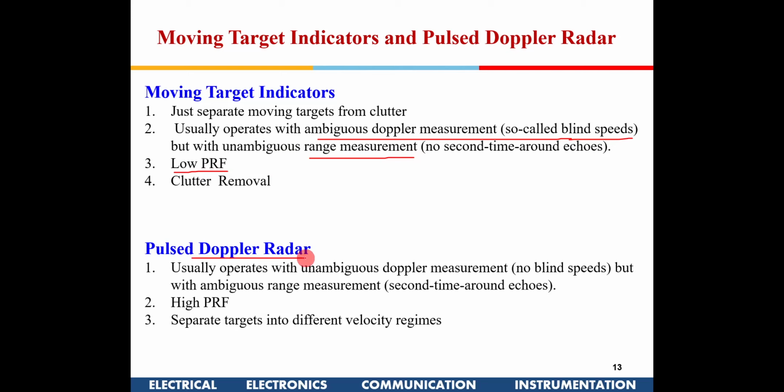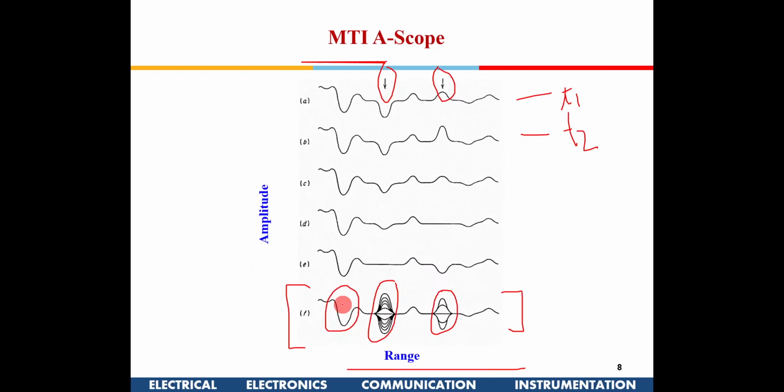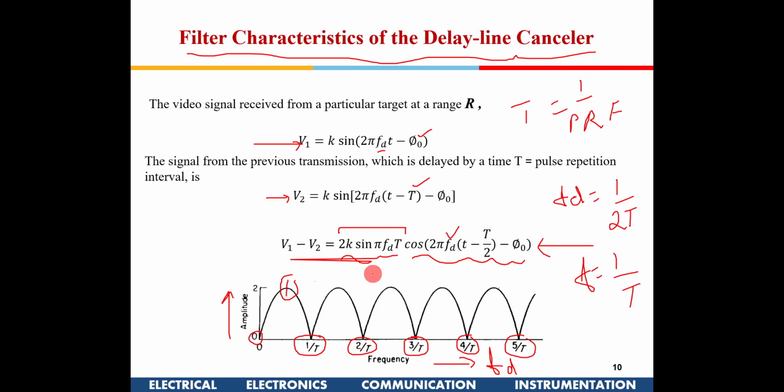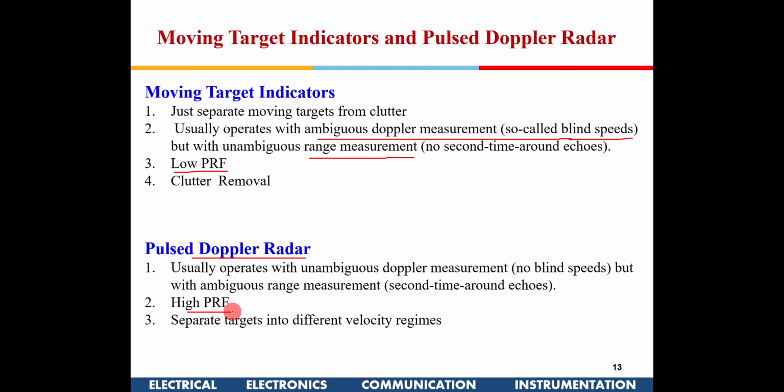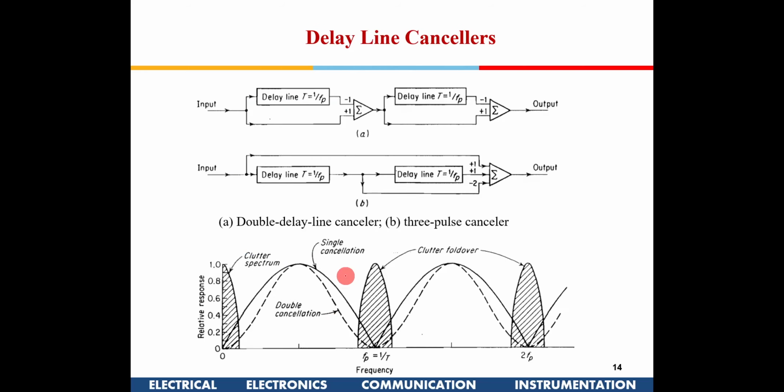Whereas in the pulse Doppler radar I am going to use high PRF, okay. The block diagram, everything remains the same, right? Only the choice of PRF is different. If I use a high PRF, then the total max range becomes a difficult thing. Second-time echoes can give ambiguous range measurements, right? But then the blind speeds will be higher, okay. So this is the only difference between an MTI and a pulse Doppler radar, okay.